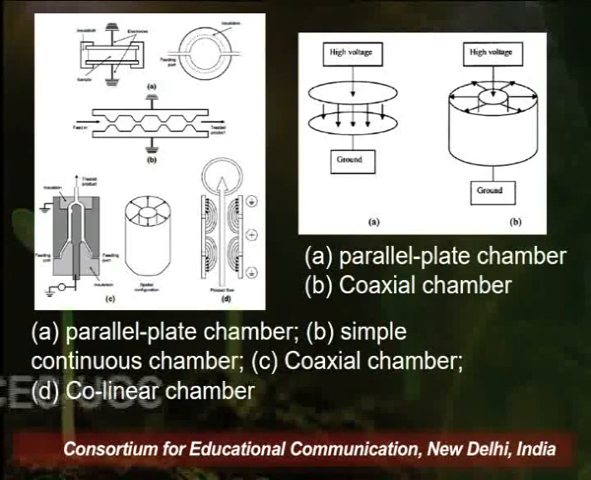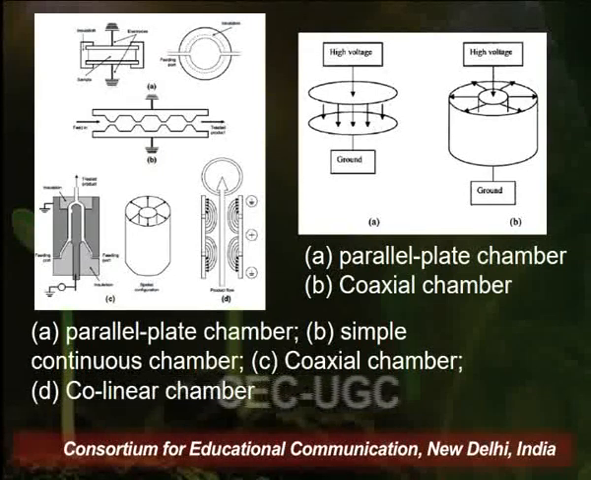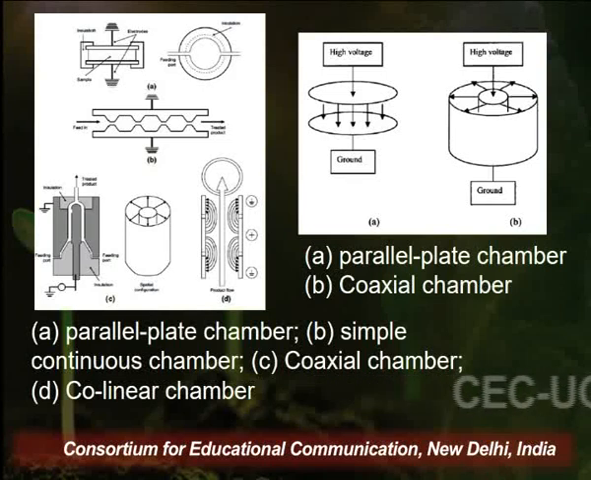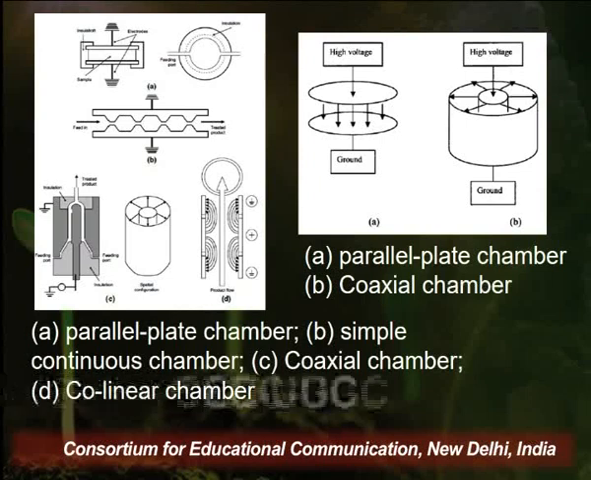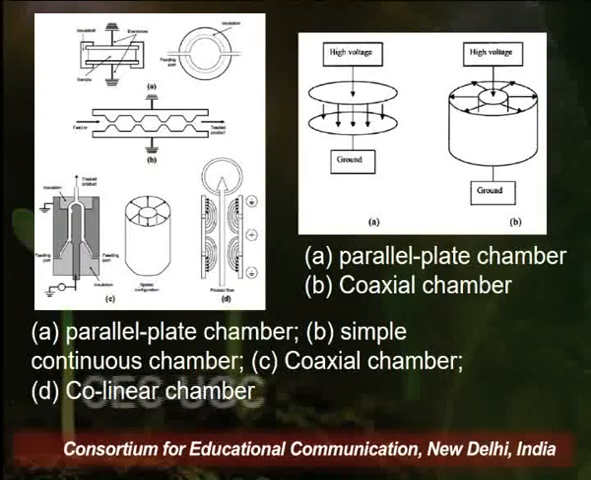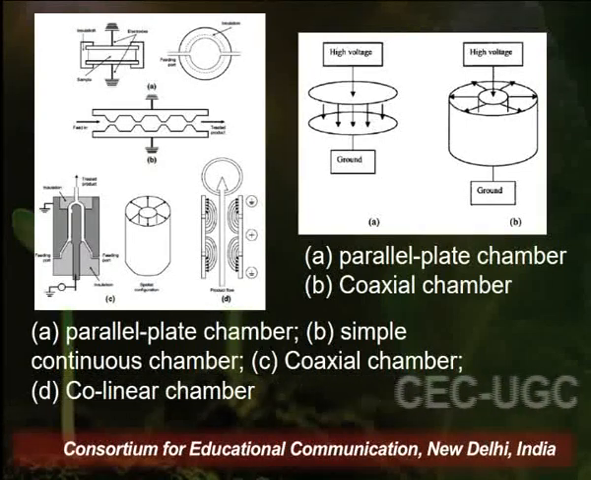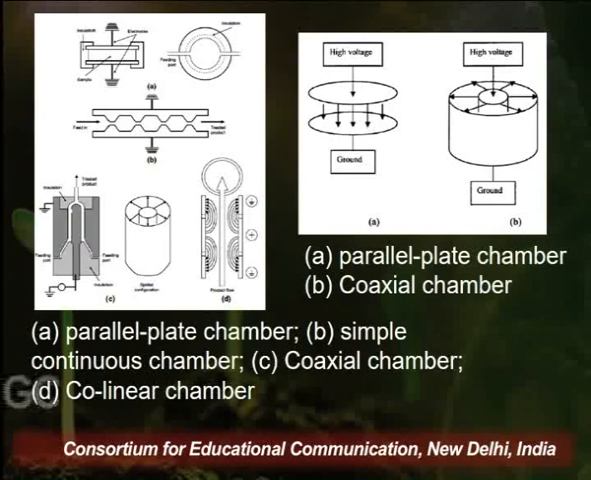On the image on the right, you can clearly see the arrangement of the two electrodes in the parallel plate chamber, and you can clearly see the arrangement of the electrodes in the coaxial chamber, wherein one electrode is at the center and the second electrode surrounds the central electrode. So this forms the coaxial chamber.